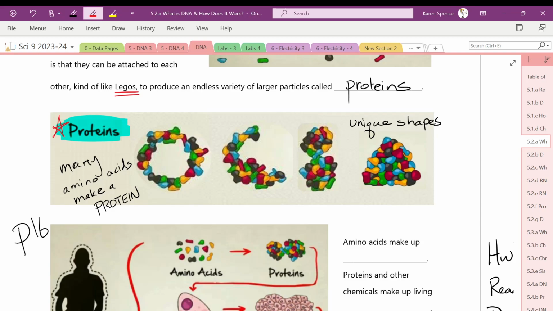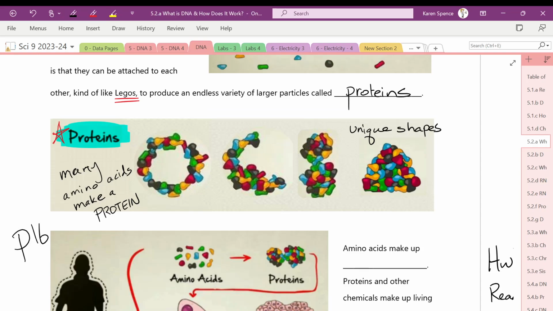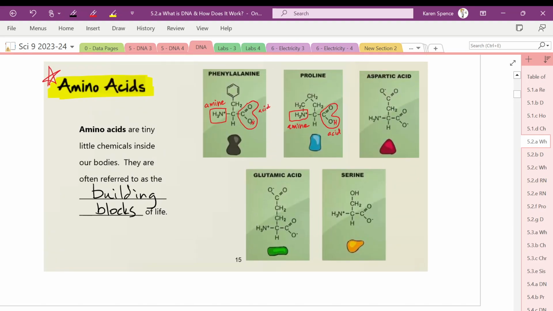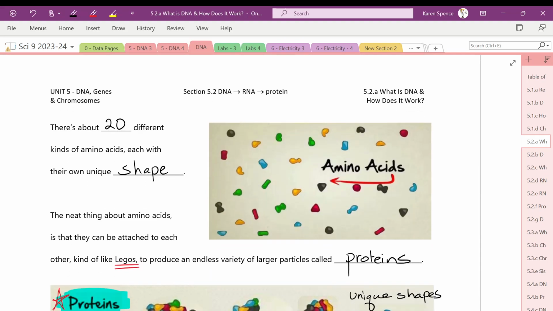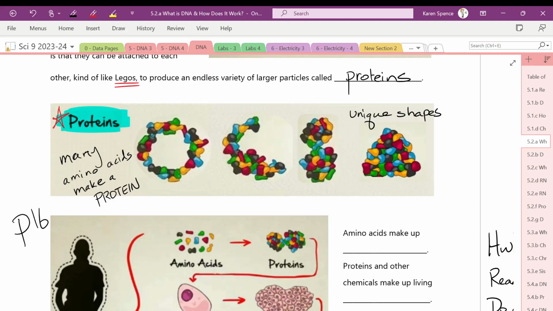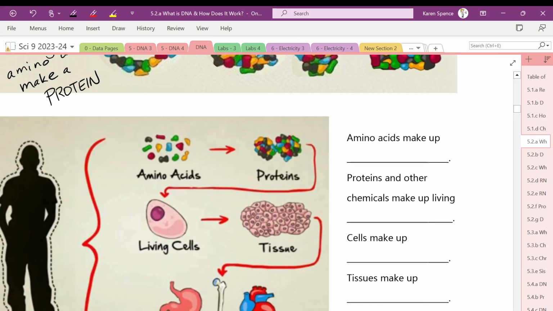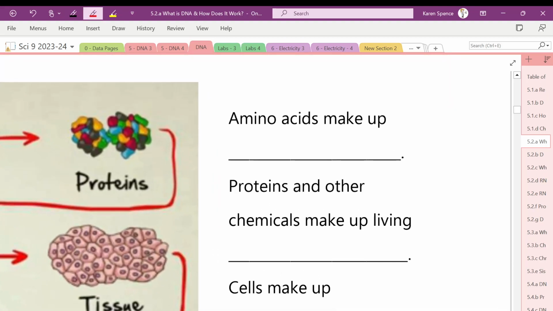But I'm going to do my best to star and highlight any words that should be part of your thing. So you'll notice amino acids is starred and highlighted. Proteins, starred and highlighted. And so what do amino acids make up? Amino acids make up proteins. So they are the building blocks of proteins. Proteins and other chemicals make up living cells.